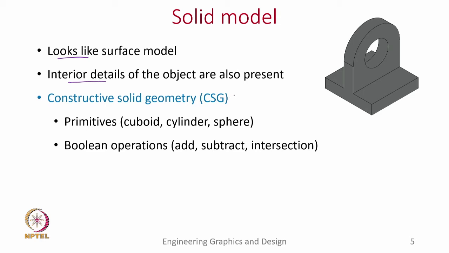A very powerful and common way to represent these solids is constructive solid geometry. Here we start with primitives, some basic 3D objects. What are some of the basic 3D objects we can think of? A cuboid, a cylinder or a sphere, and maybe a few more based on the requirement. What we do is Boolean operations with these primitives. What are Boolean operations? These are things like add, subtract and intersect.